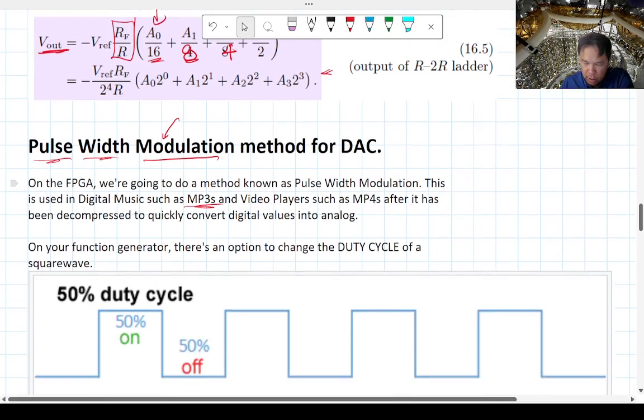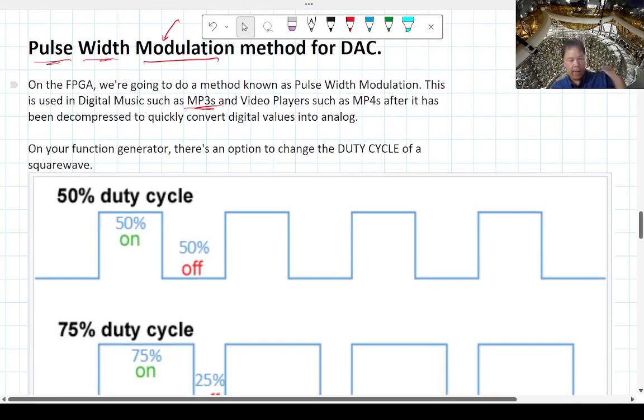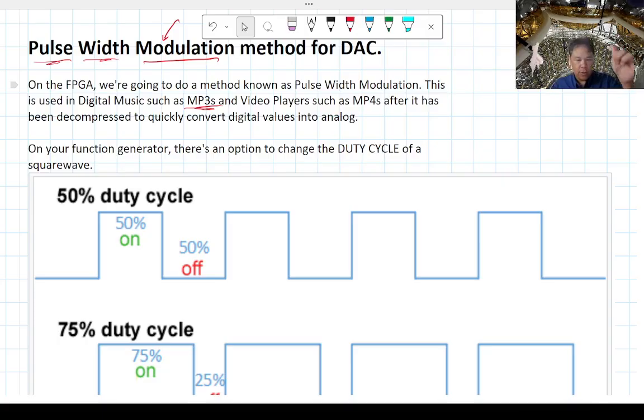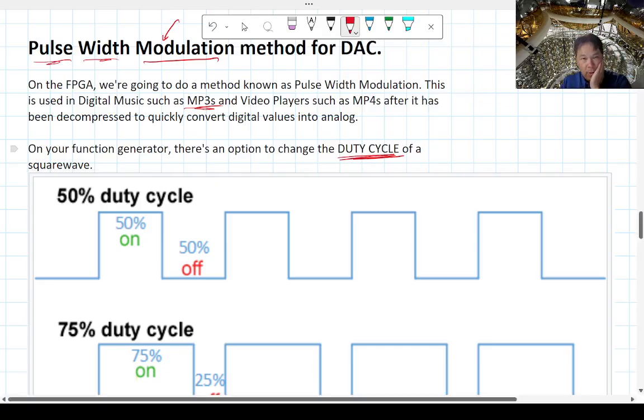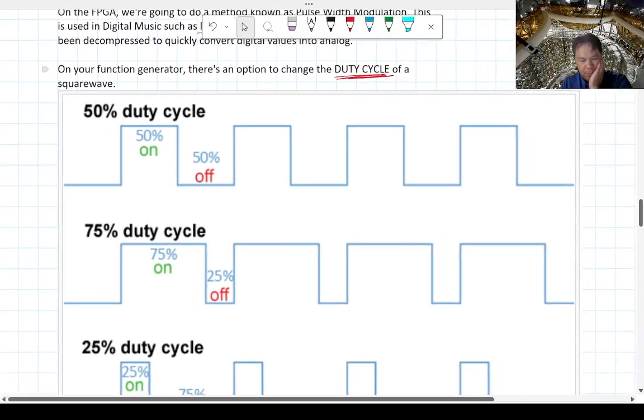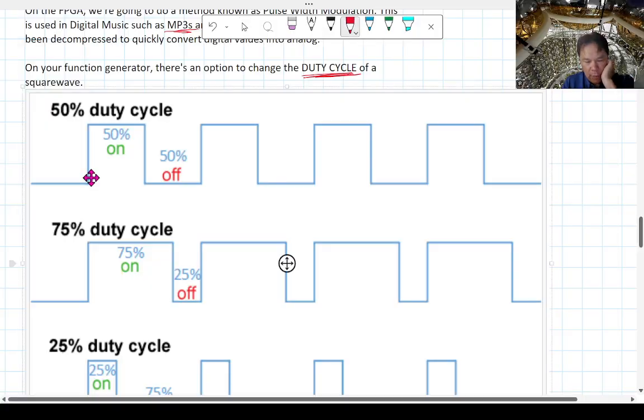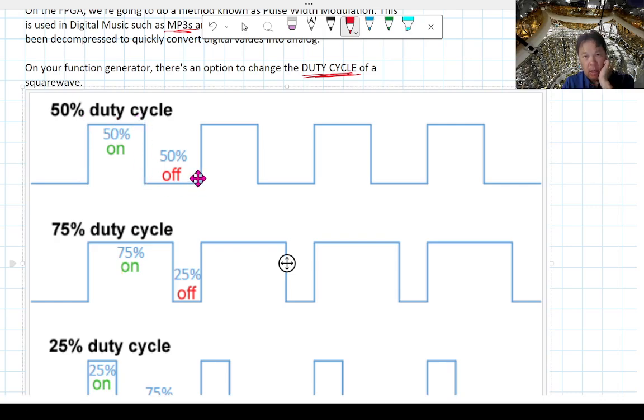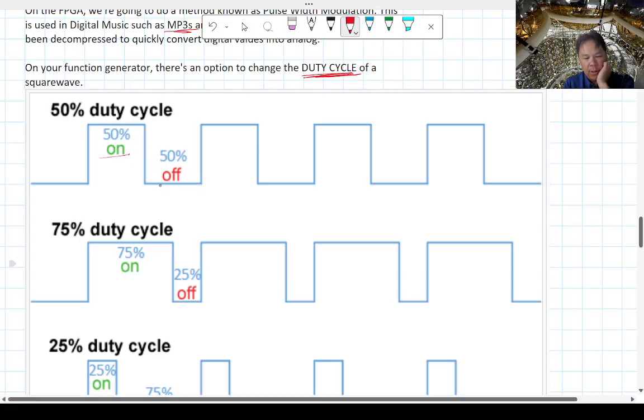To figure out how this works, we're going to go back to thinking about your function generator. When you push the square wave button, it gives you an option to change this thing called a duty cycle. I think we talked about it a little bit, but we're going to review it right now. If you have a 50% duty cycle, that means the pulse is high 50% of the time and low 50% of the time. So 50% on, 50% off. That's a 50% duty cycle.